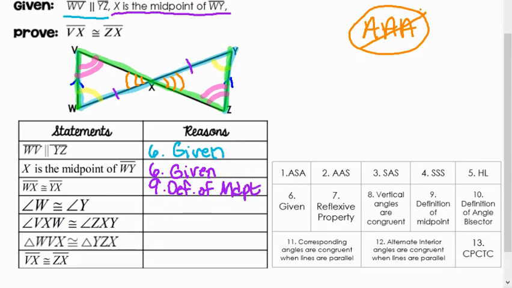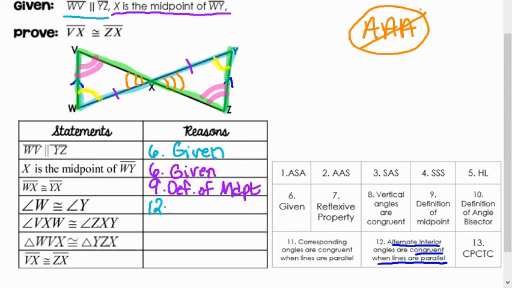Okay, then it said angle W was congruent to angle Y. So let's go take a look in our picture. Okay, that was angle W here is congruent to angle Y here. How did we know that? Well, in our blue little line, our blue transversal there, those were alternate interior angles. So that came from the fact that the two lines were parallel. So that's going to come from the fact that alternate interior angles are congruent when lines are parallel, and that's choice 12.